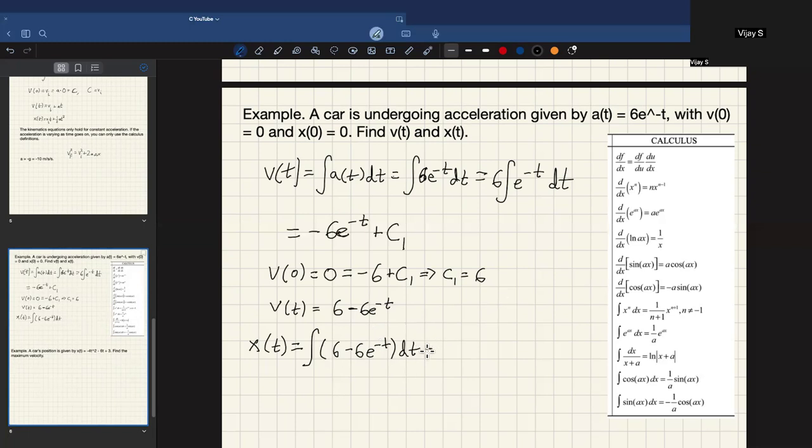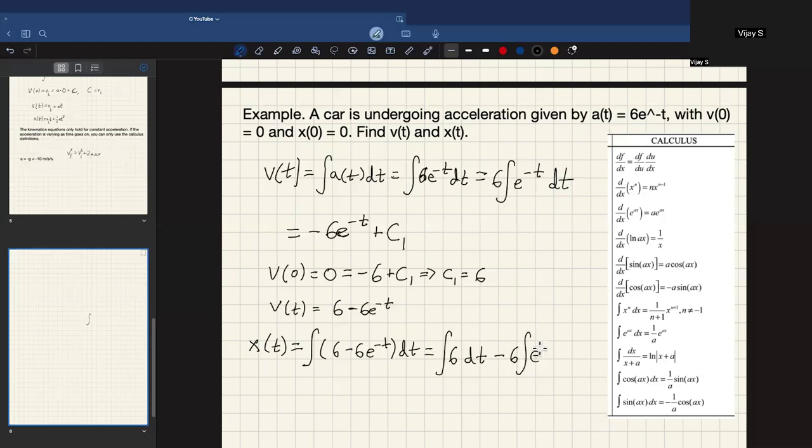So this simplifies to, or if you split it apart, you get the integral of 6 from the first term minus 6 times the integral of e to the negative t dt from the second term. Whenever you're integrating just a constant, so that's 6, you just multiply it by t. So you're going to get 6t from the first term. And then if you integrate e to the negative t again, the second term becomes 6e to the negative t.